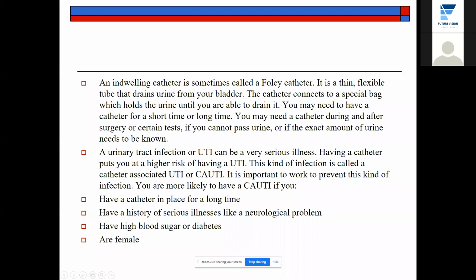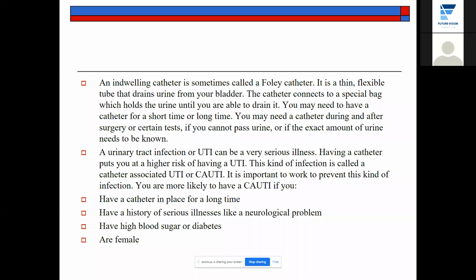So this is a urinary catheter that is called a Foley's catheter. It's a thin flexible tube that drains urine from your bladder. So the basic job of the Foley's catheter is to draw the urine from the bladder to the outside. And this catheter is always connected to a special bag which holds the urine until you are able to drain it.